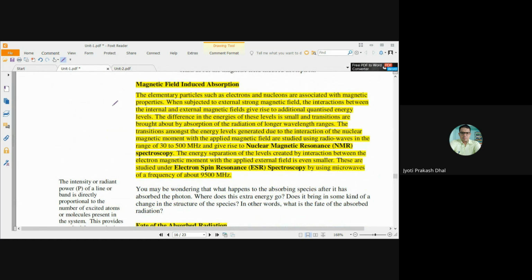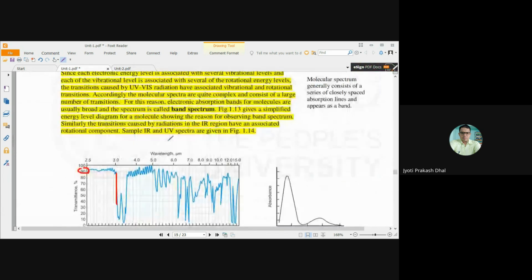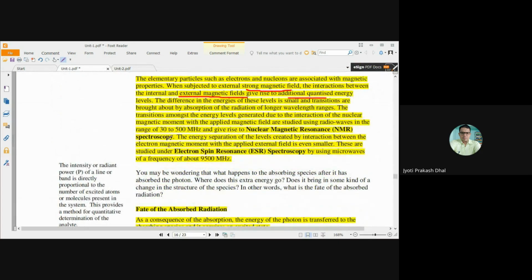Now coming to the other type of interaction, that is magnetic field induced absorption. We know that every particle, such as electrons or protons, is also spinning. Just like electrons circulate around the nucleus, they also rotate around their own axis, which is called the spin of the electron, and similarly there is spin of the proton. When subjected to an external strong magnetic field, the interaction between the internal and external magnetic fields gives rise to additional quantized energy levels. Apart from these three different quantized energy levels, there will be additional quantized energy levels due to the spin of electrons and protons.